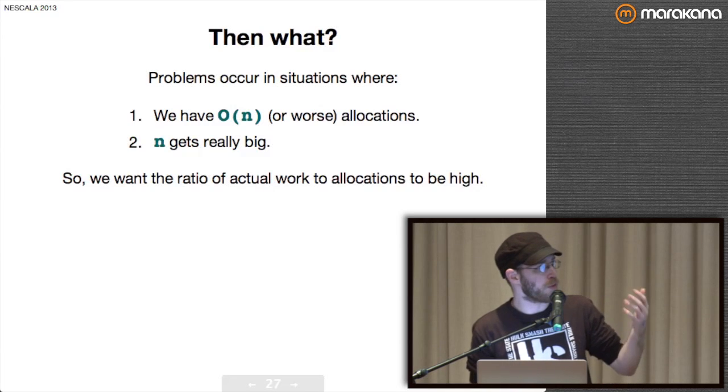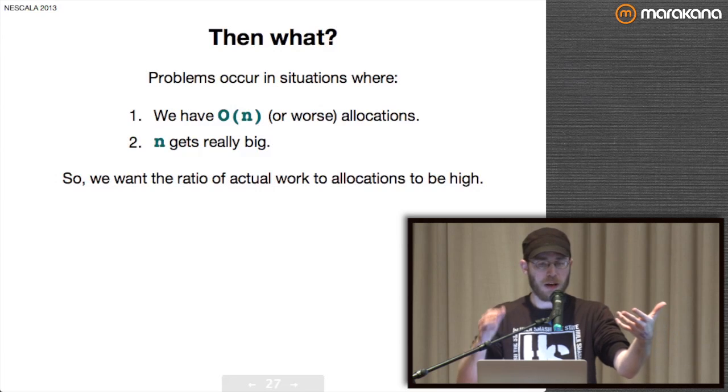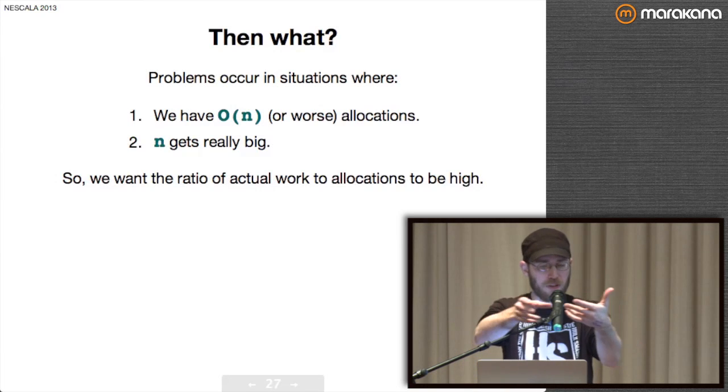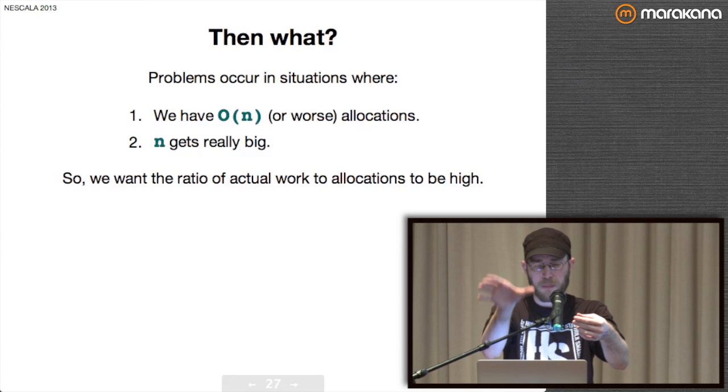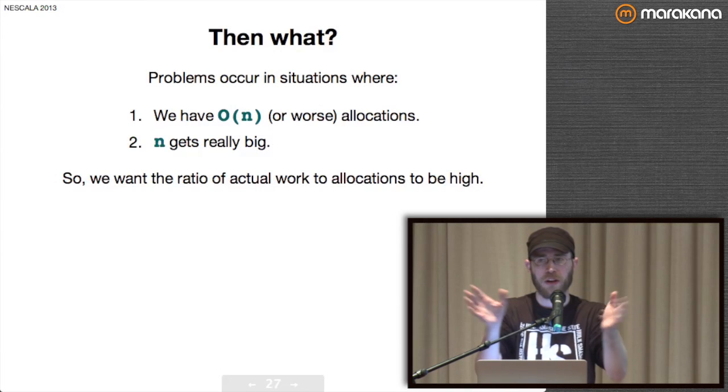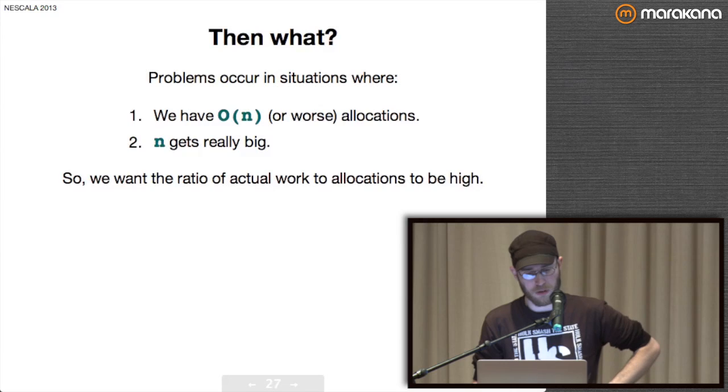In those cases, you want the ratio of actual work you do to be relatively high compared to the sort of random allocations that you're performing. I mean, it's fine to do some of them, but if you're spending more time instantiating tuples than adding numbers, you know, you have a problem, right? I mean, it's just not a good plan.